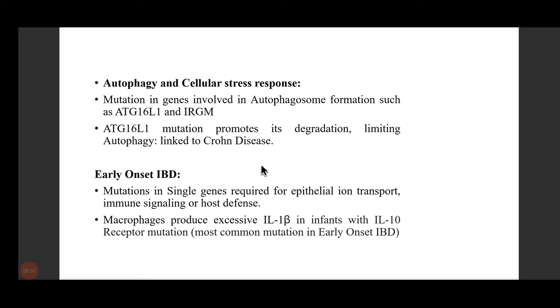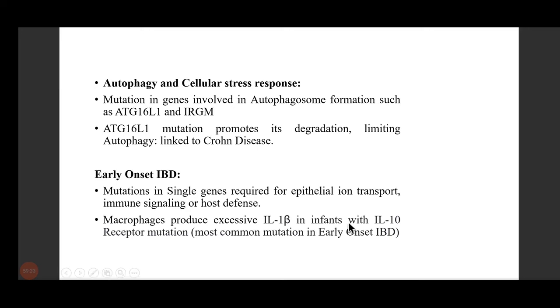But very early onset IBD also exists, in which the mutations are different from the classic IBDs, because in early onset IBDs there are single genes which are required for epithelial ion transport, immune signaling, or host defense. Any mutation in these single genes can lead to early onset IBD. Macrophages produce excessive interleukin 1 beta in infants with interleukin 10 receptor mutations. This is the most common mutation seen in early onset IBD.